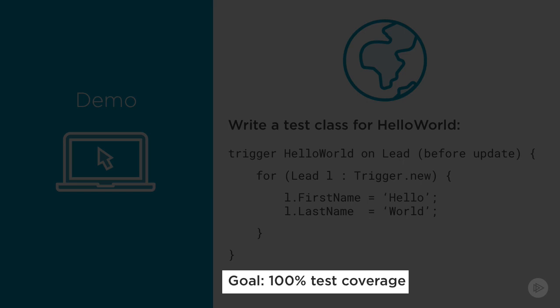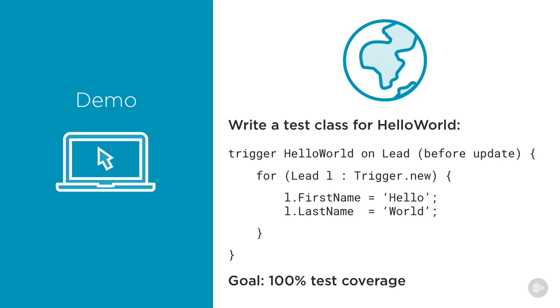Our goal will be to get 100% test coverage. Remember, the minimum requirement is only 75%, which means if we want to deploy this code into our production org, we need to write a test that'll run at least 75% of the lines of code in this trigger. That's all we have to do. Run 75% of the lines of code in this trigger. So, looking at this from a high level, if we write a test class that simply updates a lead, any lead, that'll force this trigger to execute.